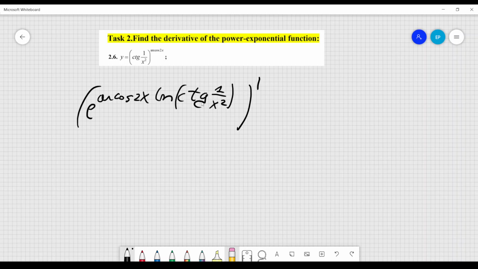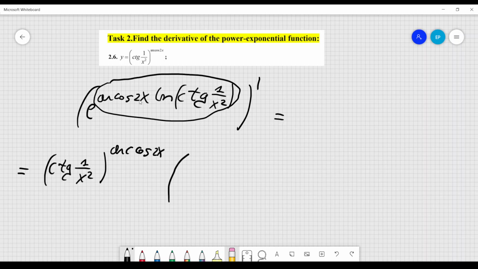I find it more comfortable to write it like this because the derivative of an exponential is easier to calculate without having to remember too many rules. And the derivative of this is equal to the same exponential, so e to the same argument, arc cosine of 2x times the logarithm of that. But remember that this function is also equal to this, so I can also rewrite it like this: cotangent of 1 over x squared to the power arc cosine of 2x, and then I have to take the derivative of the argument of the exponential.